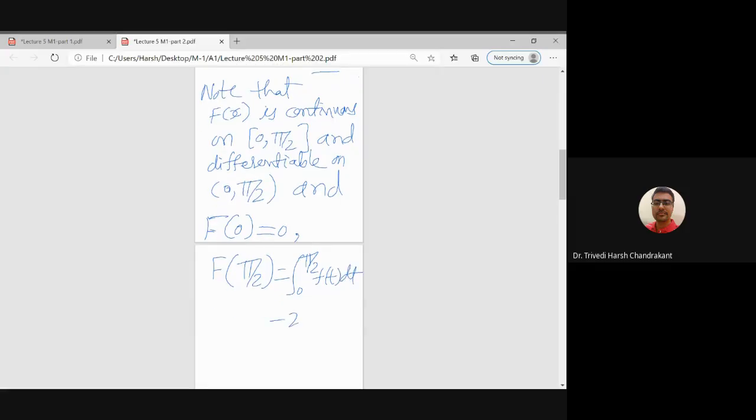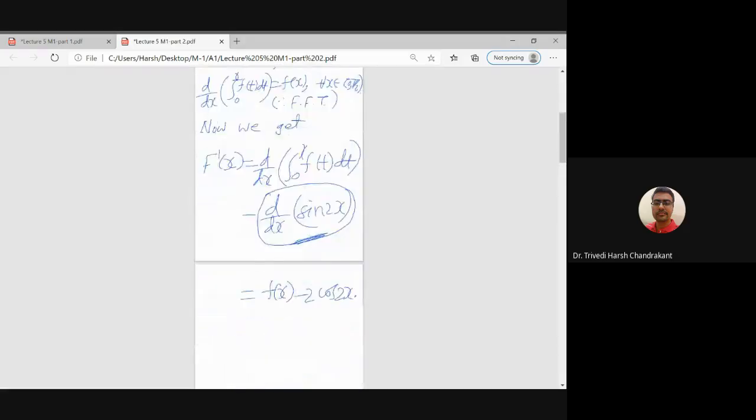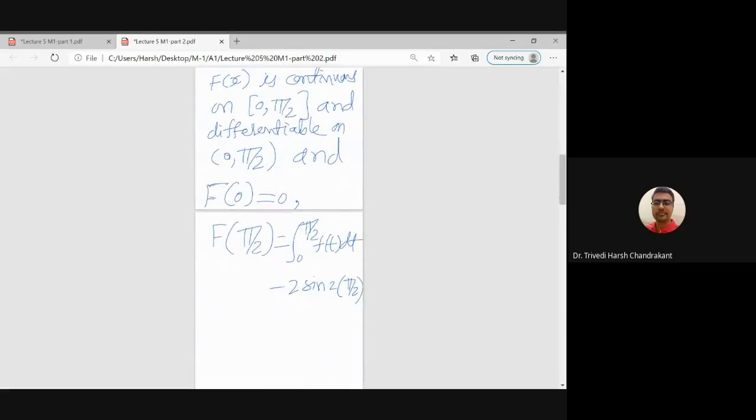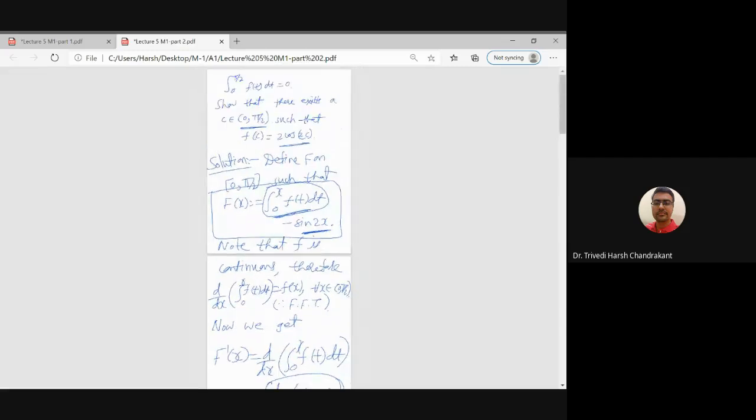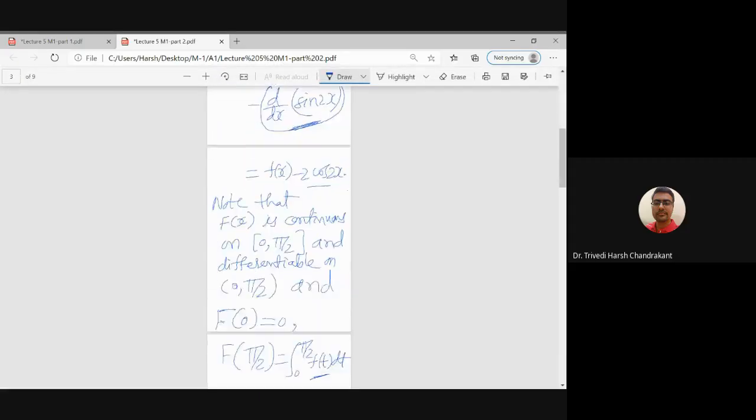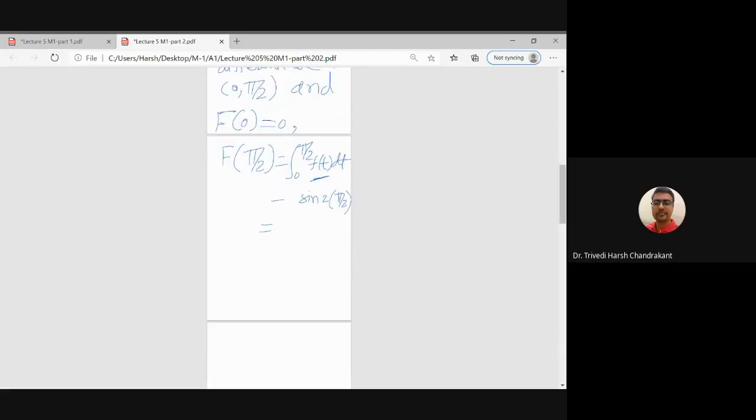minus 2 times sine 2 pi by 2. Alright, our function is sine 2x, so the 2 will not come there. And then sine pi is 0, and this area is 0, that is given in the statement. What is given in the statement? Area is 0 of the function from 0 to pi by 2, right? So that we can use here. So basically it is 0 minus 0, and finally it is 0.